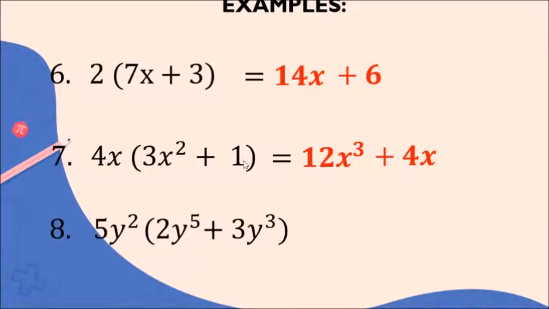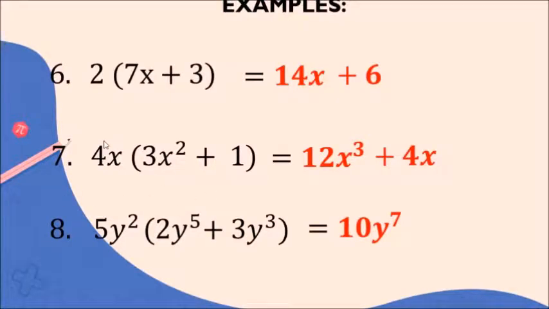How about this one? We have 5y squared times 2y to the power of 5 plus 3y cubed. Okay, let's have first 5y squared times 2y to the power of 5. 5 times 2, everybody, that is 10. Okay, y squared times y to the power of 5, y to the power of 7. So, our answer is 10y to the power of 7 in the first term.